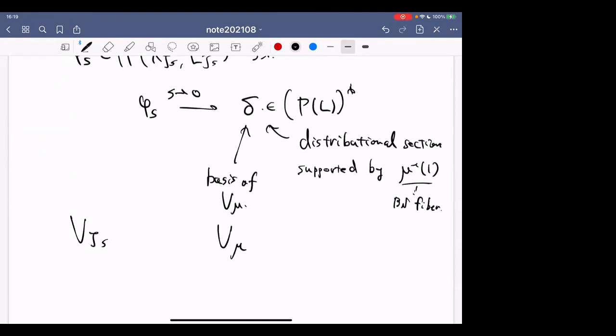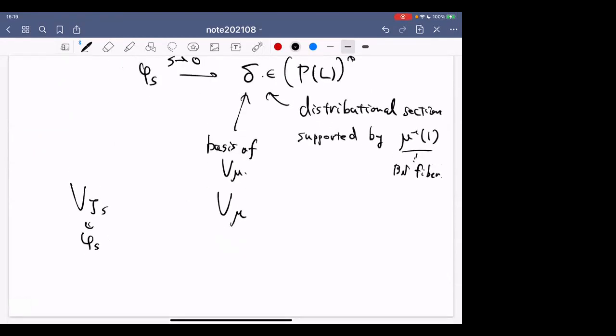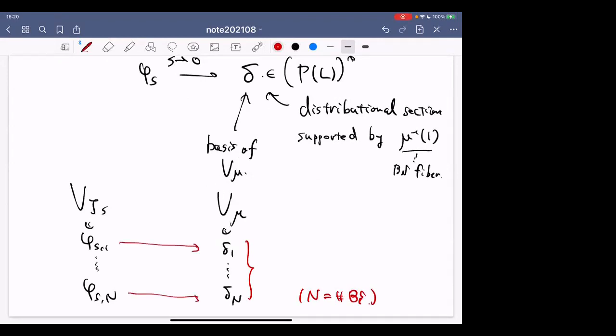we can take the basis of V phi S1, ..., phi Sn, and take B mu, delta 1, ..., delta n. These are the distributional sections, and every delta I is supported by a Bohr-Sommerfeld fiber, and n is the number of Bohr-Sommerfeld fibers. Then each of them converges to delta as s goes to 0. This is the meaning of the convergence of the V JS to V mu.